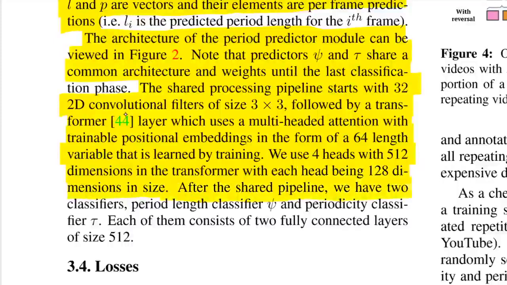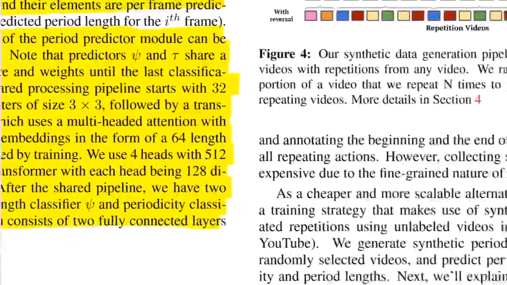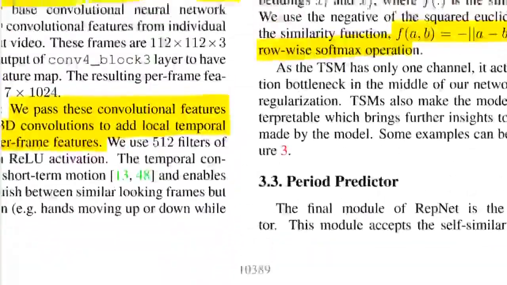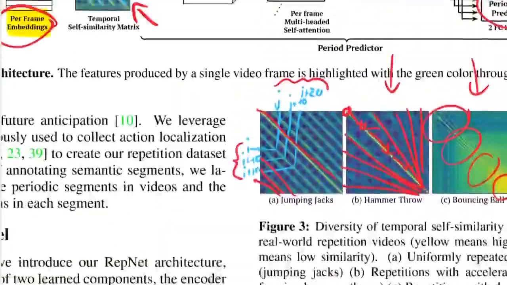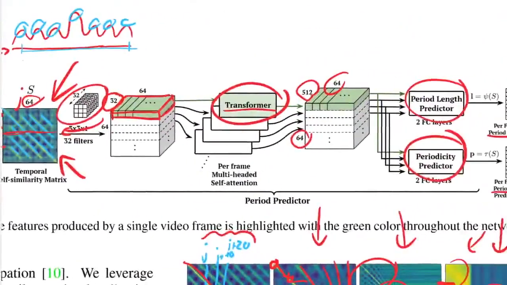After the shared pipeline, we have 2 classifiers, period length classifier and periodicity classifier tau. Sorry, this is fine, this is tau. Each of them consists of 2 fully connected layers of size 512. So I guess the pipeline here is pretty simple. The question could be, why do they use a transformer and not simply another convolutional network?